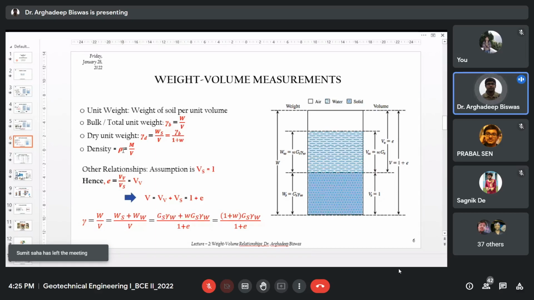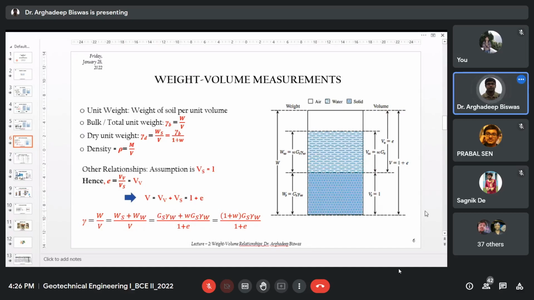Now density is expressed as rho, which is mass by volume. To establish the other interrelationships between the other parameters, our only assumption is Vs, the volume of solid, is equal to 1. Once you have assumed Vs equal to 1, you can explain all the interrelationships. This is your phase diagram where Vs is kept as 1. If Vs is equal to 1, here you can see e, which is volume of void by volume of solid, is nothing but Vv. That means this total thing becomes the void ratio. Simple. And you can go ahead with defining the other interrelationships.